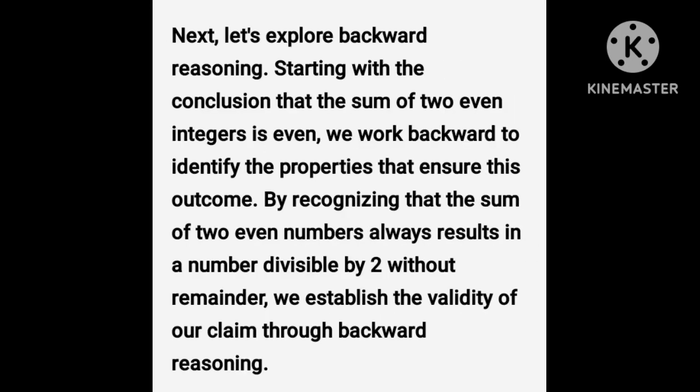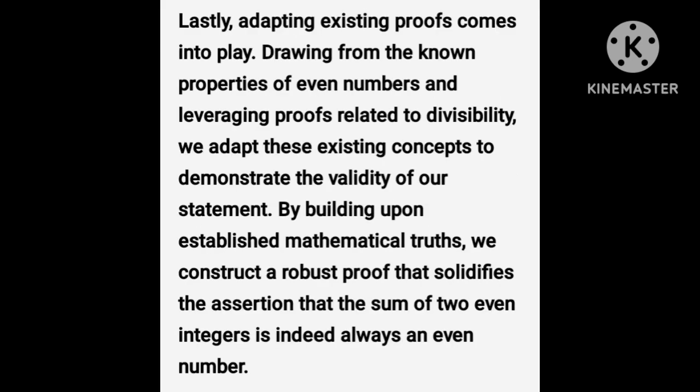Next, let's explore backward reasoning. Starting with the conclusion that the sum of two even integers is even, we work backward to identify the properties that ensure this outcome. By recognizing that the sum of two even numbers always results in a number divisible by 2 without remainder, we establish the validity of our claim through backward reasoning.